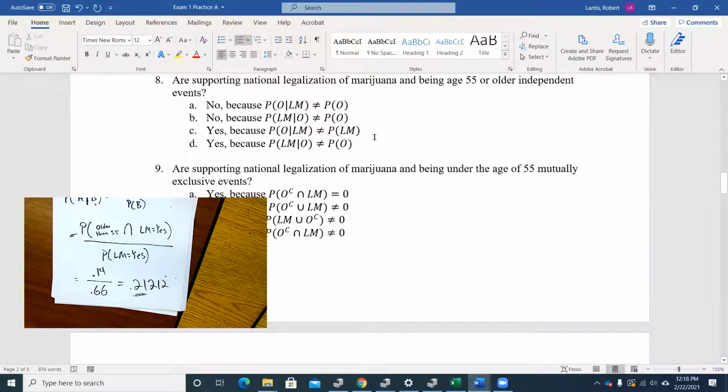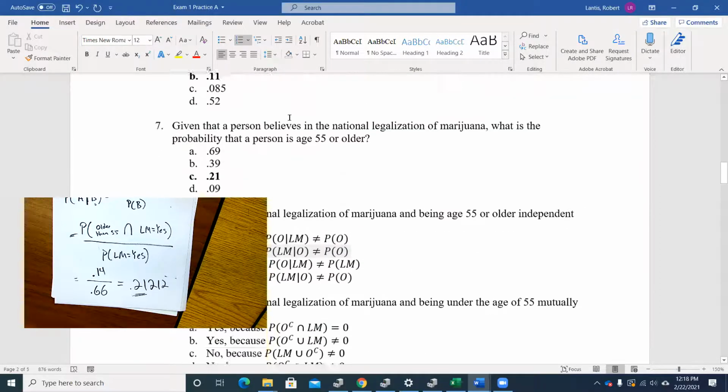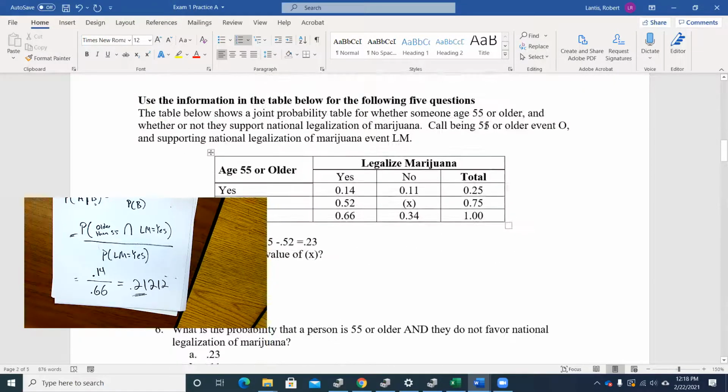So here's where it's maybe a little bit tougher, because we're writing things out in probability notation, and we can't just write out our events now. So I'm giving you these events where O, I'll tell you up here, represents being older than 55, and LM represents wanting marijuana legalized. So not wanting marijuana legalized would be LM complement.